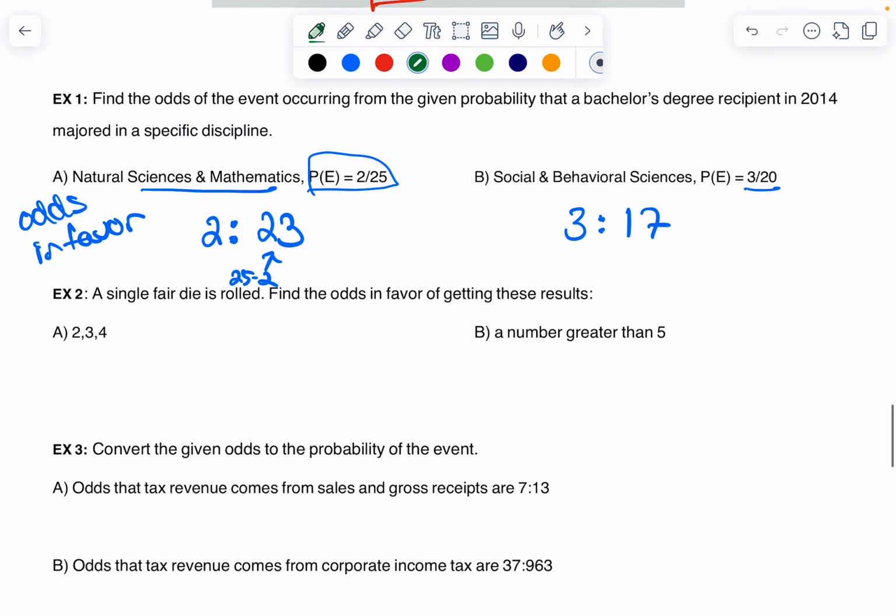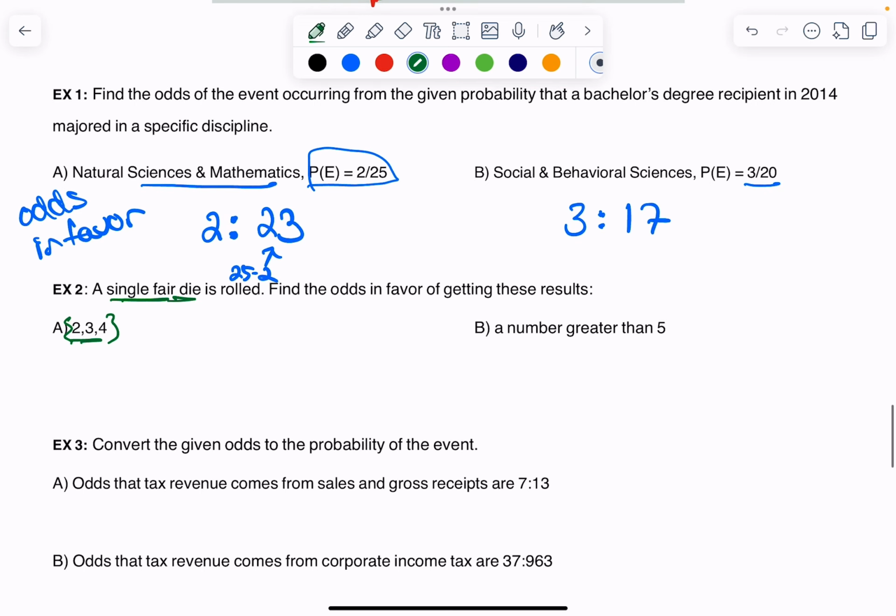Okay, next, a single fair die is rolled. Find the odds in favor of getting these results. So 2, 3, and 4. We have a single fair die. So our sample space is 1 through 6. We've got 3 here. So the rest is 1, 5, and 6, which is 3 as well. There's 3 values in what's left out from 2, 3, 4. This can be written as 1 to 1 because it simplifies to 1 to 1.